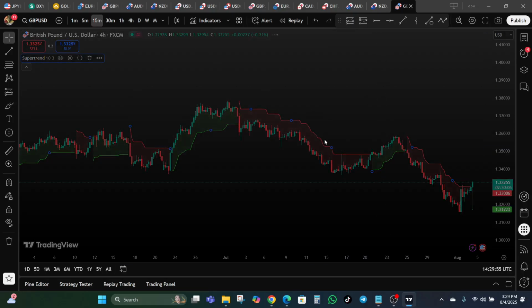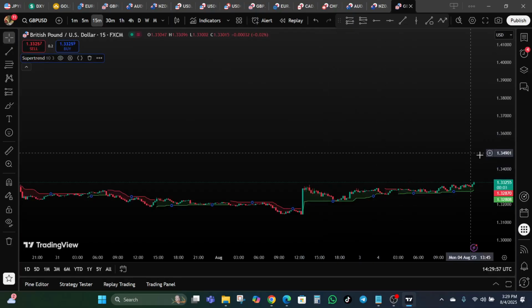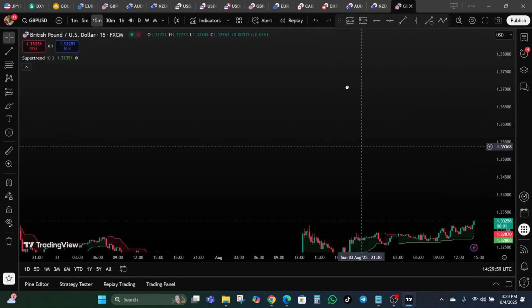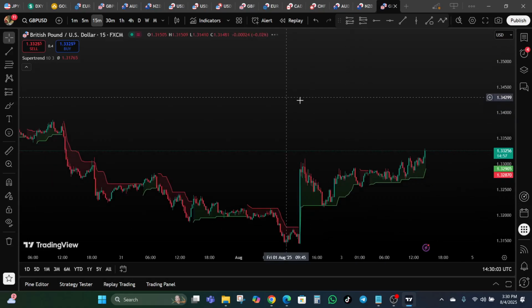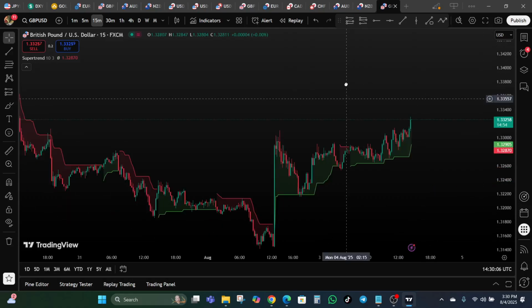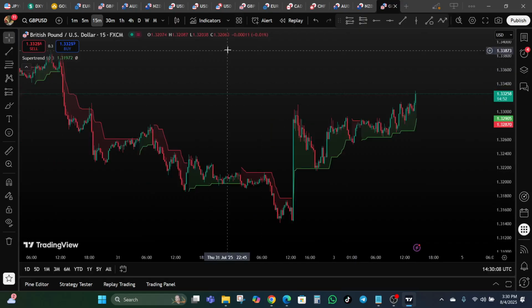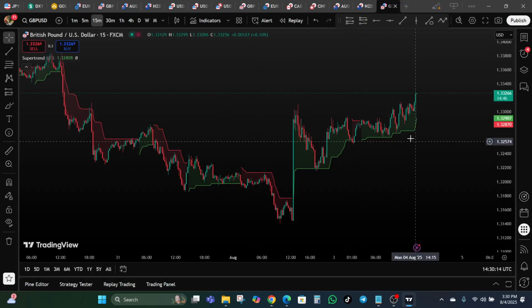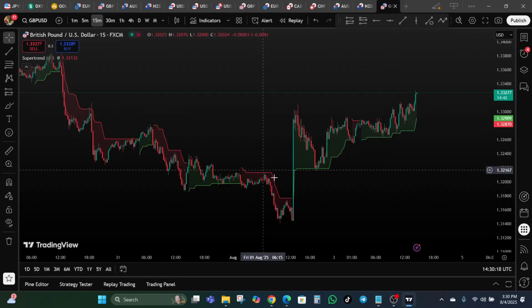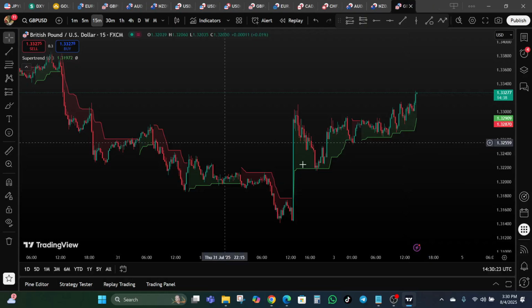Now you can also color code your Supertrend for clarity. But this particular indicator, as it is on the TradingView platform, you can see that we already have the green and the red. So basically the green is for buy signals and the red is for sell signals. Now let us talk about entries.